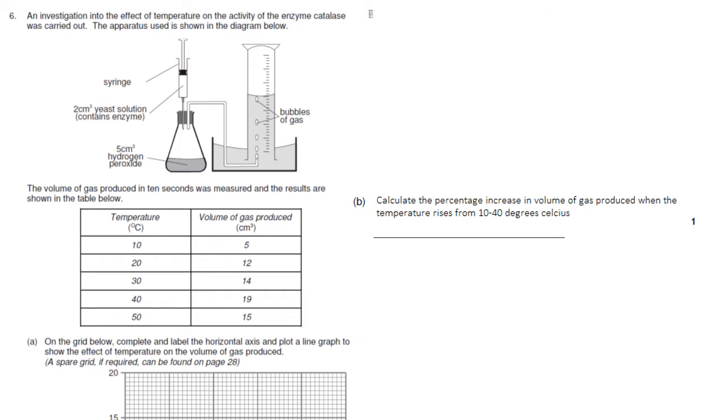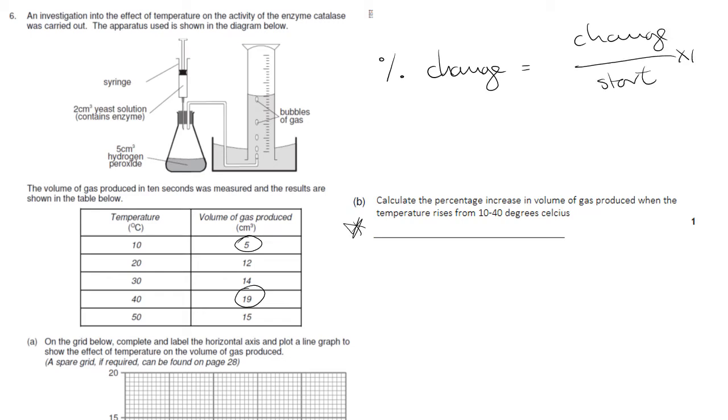So this next question, it's saying calculate the percentage increase in volume of gas produced when the temperature rises from 10 to 40. So volume of gas at 10 is 5, volume of gas at 40 is 19. So percentage increase, I use the equation percentage change is the change divided by the start, and then what I do is I times this by 100.